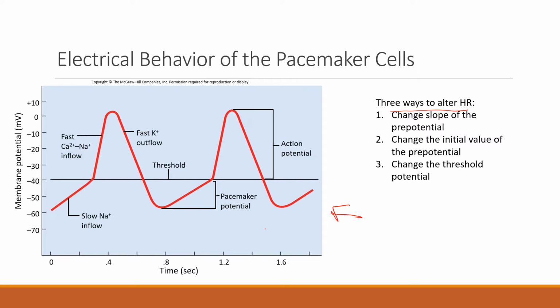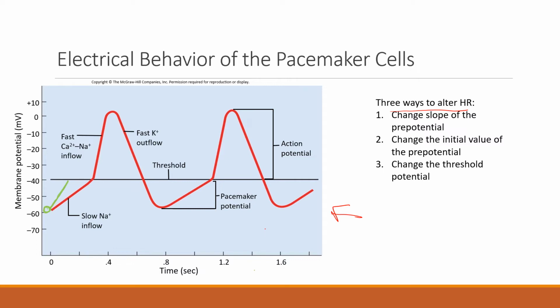Now, let's say it got a strong sympathetic input. Let's say we're starting at negative 60, and we have sympathetic activation. That's just going to increase the slope of the prepotential. In other words, it can open up more, say, sodium channels and calcium channels to get it to depolarize faster. So we're going to reach threshold quicker.